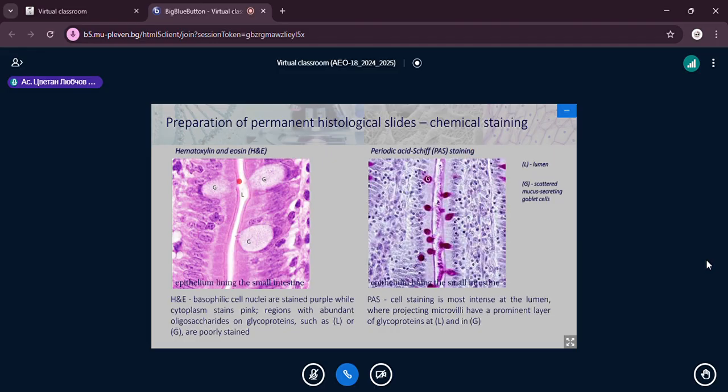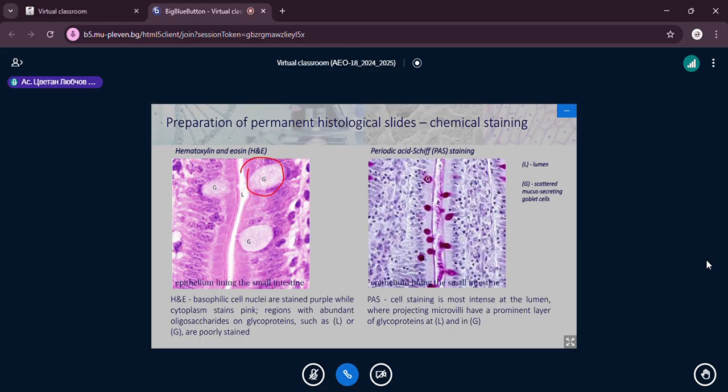Hematoxylin, guys, is the most commonly used staining in histology. It actually stains the nucleus purple, and then the whole protein cell stains with a pink color. This is the eosin. Now, when we stain with hematoxylin eosin, you're going to see the structure of the tissue, but we're going to observe also cells which are not stained. This one, we put a G on them.